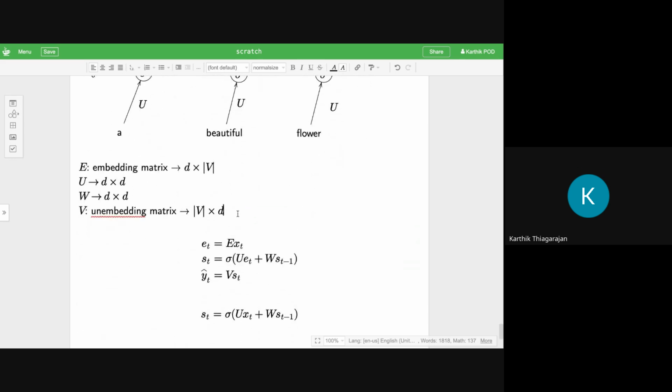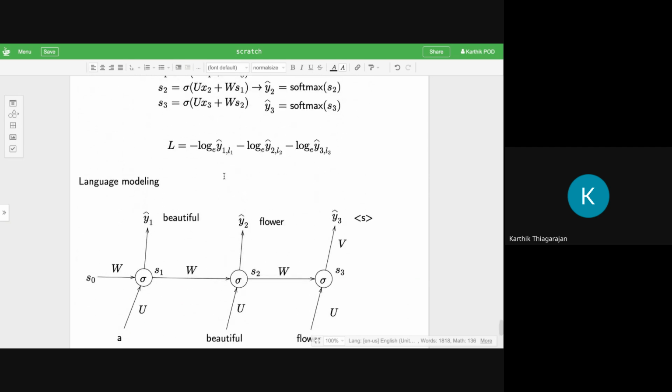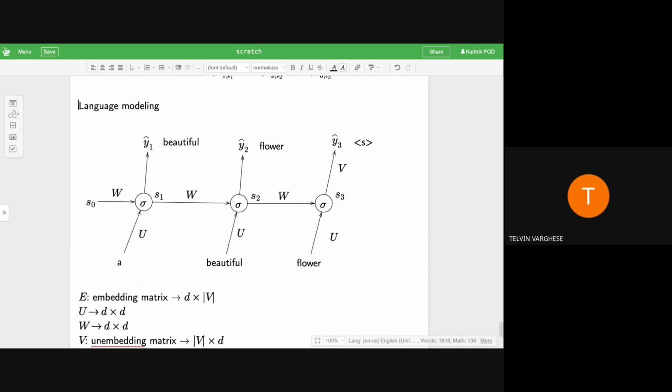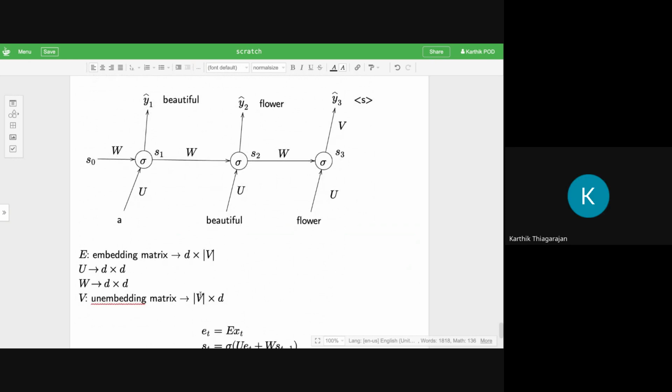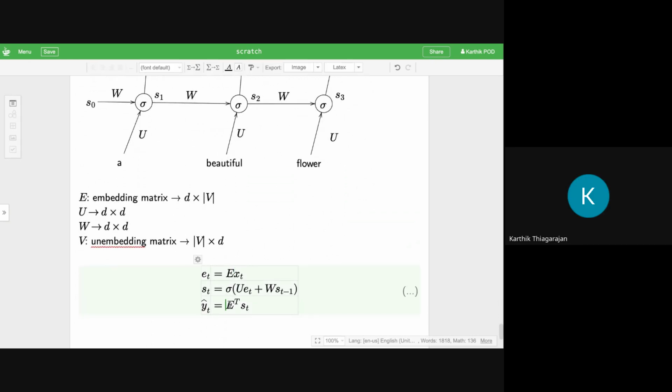Since this is V cross d and this is d cross V, it is actually a common practice to do what is called weight tying. Okay, we discussed this weight tying also. Instead of having a separate matrix called V, they will use what is called an unembedding matrix, which is just the transpose of E. Okay, this is a common practice. So you will only have to store E, because V is just E transpose. So d cross V would be the only one trained. For V we need not train separately, right? Yeah, you will just need to store E.